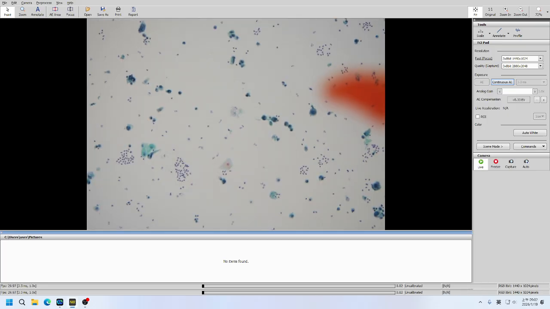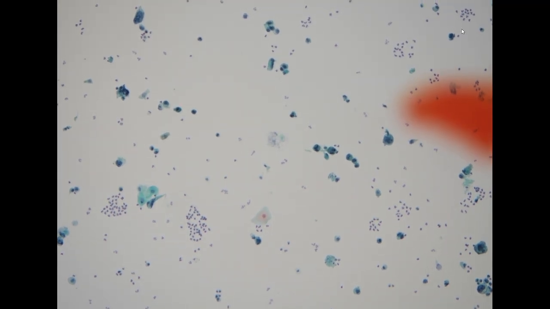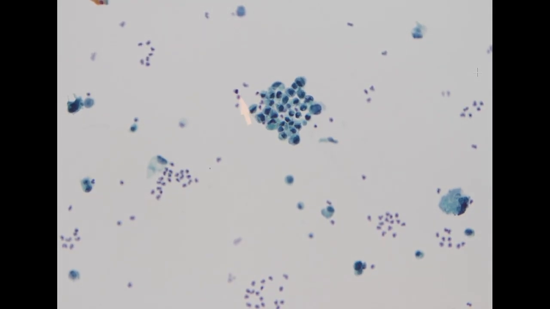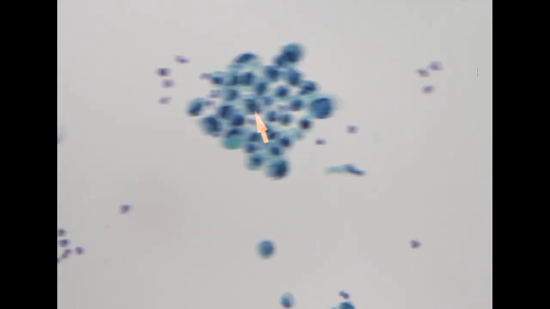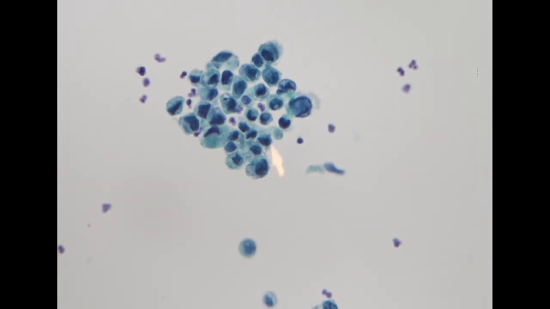So the first case is a urine cytology, and the patient has past history of high-grade urothelial carcinoma. On low power, we see this loosely cohesive urothelial cell with markedly enlarged nucleus compared to the adjacent normal inflammatory cells. In addition, this cell shows some degeneration as well as nuclear polymorphism and hyperchromasia.